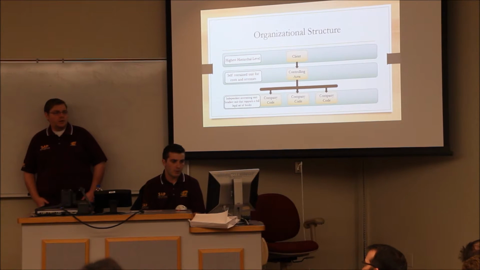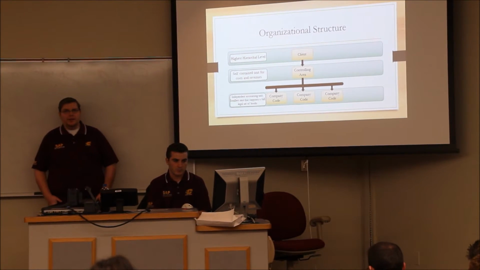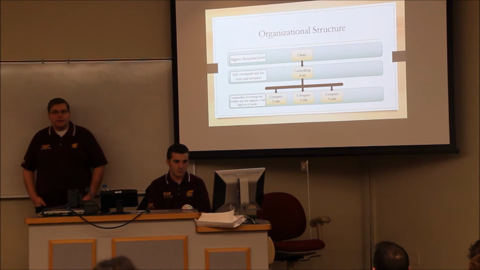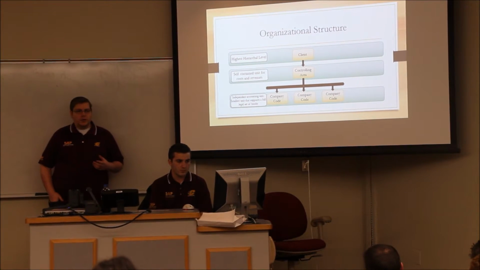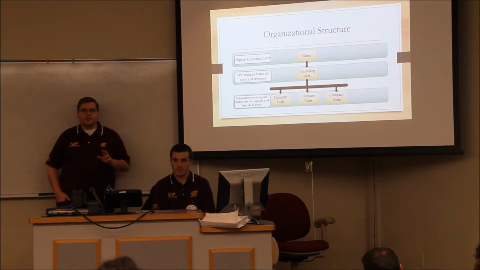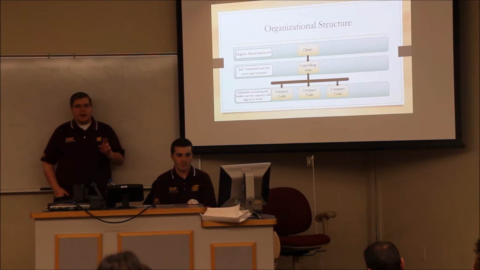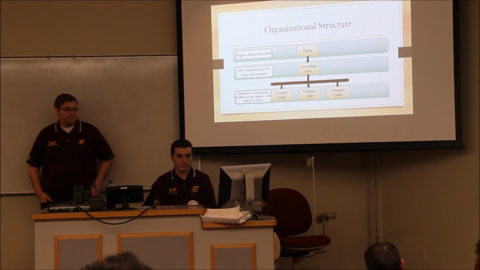And it's important to know what the company codes have to have in common in order to be assigned to the same controlling area. In order for a company code to be assigned to the same controlling area as another company code, they have to have two things. They have to share the same fiscal year variant, and they have to share the same operating chart of accounts.